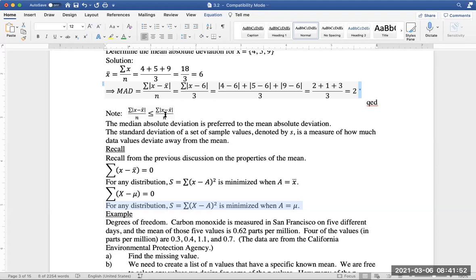So I should not be looking at this for a mean. So I should not be using a mean absolute deviation.